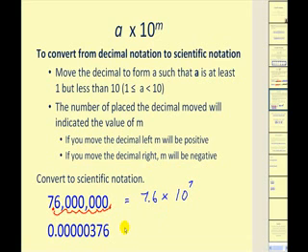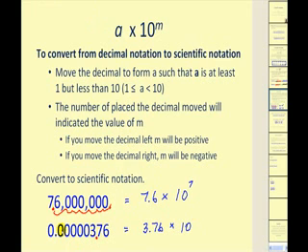On our second example, we know to form a number that is at least 1 but less than 10, the decimal would have to be here. So the value of our a would be 3.76. Again, this is a very small number, which indicates this will be a negative exponent.